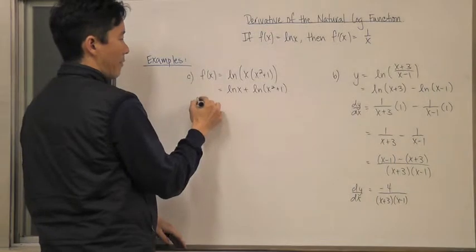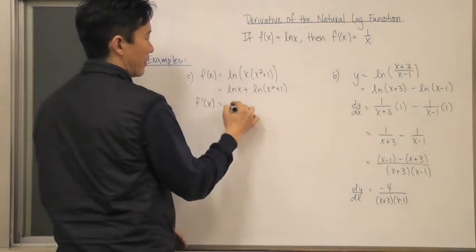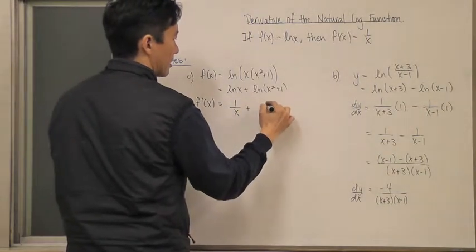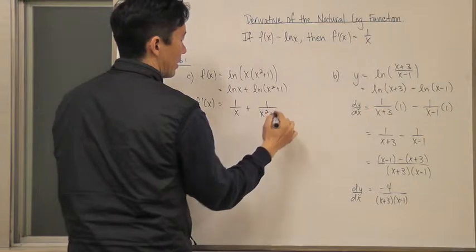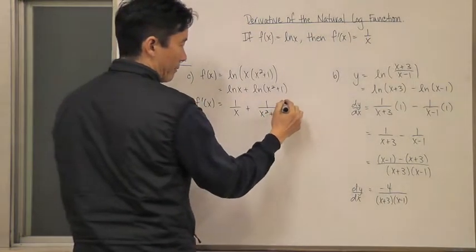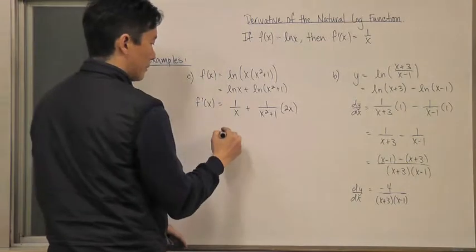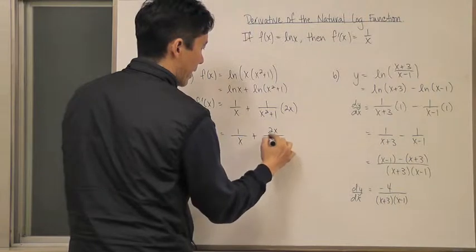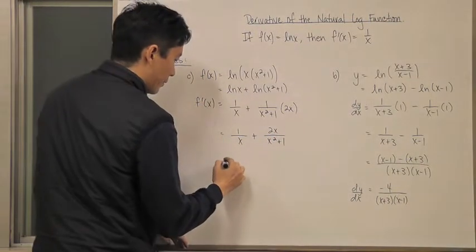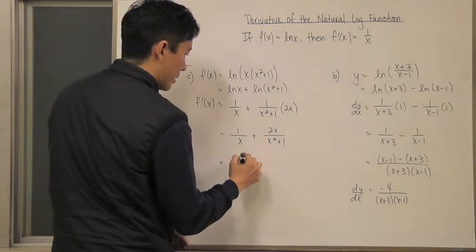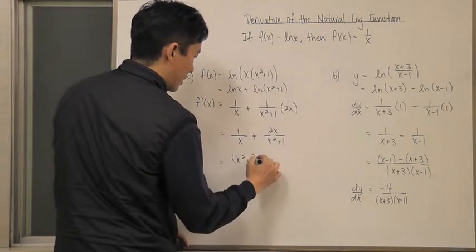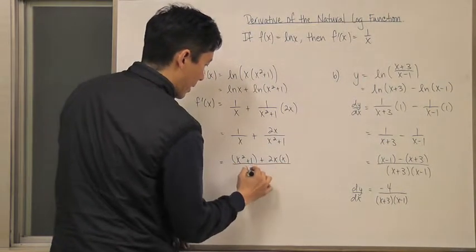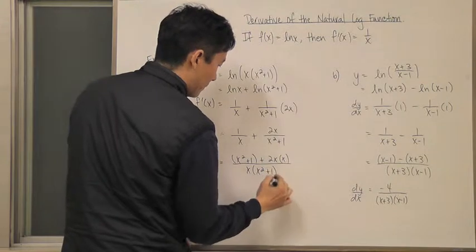So now if I take f prime of x, this is going to be 1 over x plus 1 over x squared plus 1 times the derivative of that, which is going to be 2x. So what I come out with then is 1 over x plus 2x divided by x squared plus 1. If I put this together, then this is going to be x squared plus 1 plus 2x times x, divided by x times x squared plus 1.